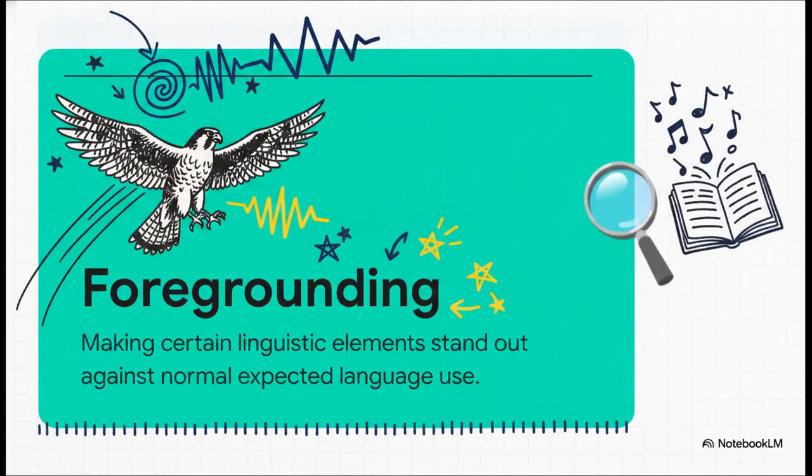And the foundational concept to grasp here is called foregrounding. This is simply how writers make certain elements stand out against the background of normal, everyday language. They usually do this in one of two ways, either by breaking the rules, which we call deviation, or through highly unusual regularity, like parallelism.